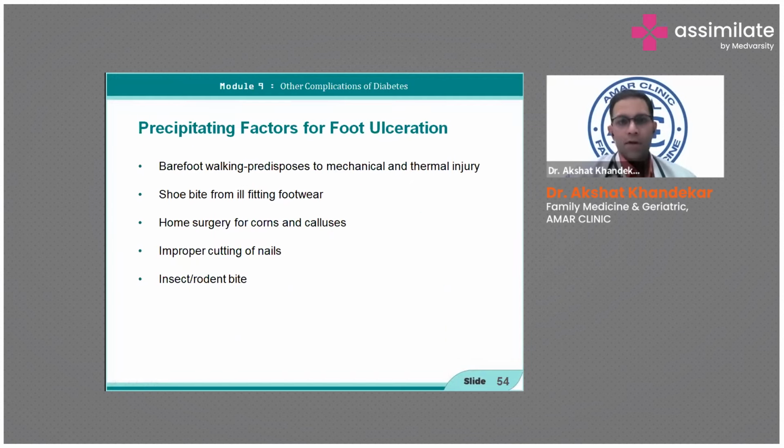So, precipitating factors for foot ulcers. Walking barefoot predisposes to mechanical and thermal injury. Shoe bite from ill-fitting footwear, home surgery for corns and calluses, improper cutting of nails, and insect and rodent bites.